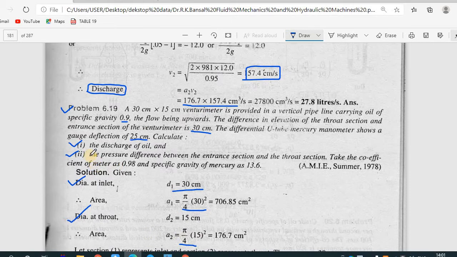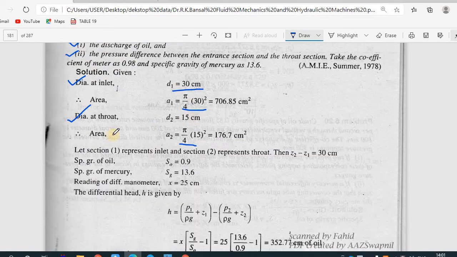Now we need to calculate first the discharge. For discharge, let the first section represent the inlet, and the second section represent the throat. The Z2 minus Z1 value is also given. That means the height from the second section to the first section is 30 centimeter. The specific gravity of oil is given as 0.9, the specific gravity of mercury is given as 13.6, and the differential reading is 25 centimeter.